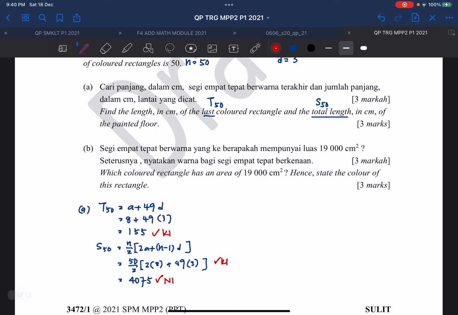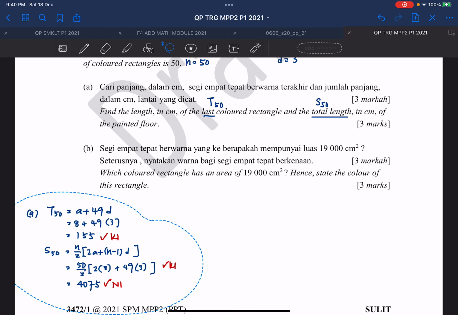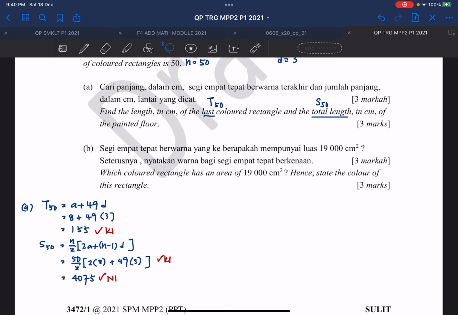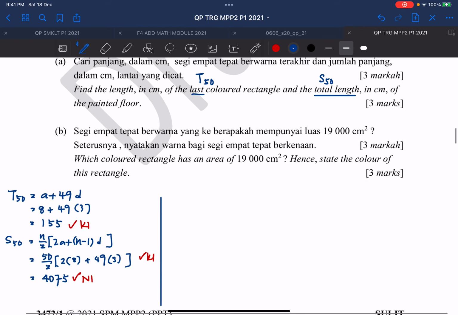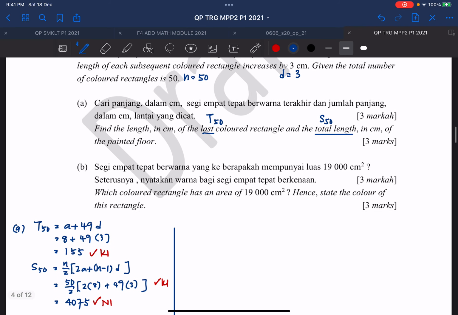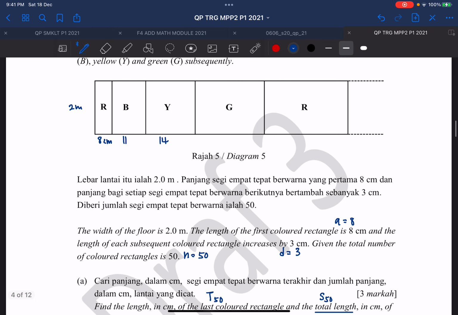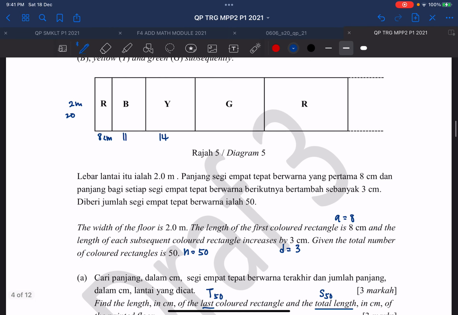We continue with question B. They ask to find which color of rectangle has an area of 19,000 cm square. Hence state the color of this rectangle. So for the 19,000 cm square, what is the corresponding length? The width is 2 meter, which is 200 cm.